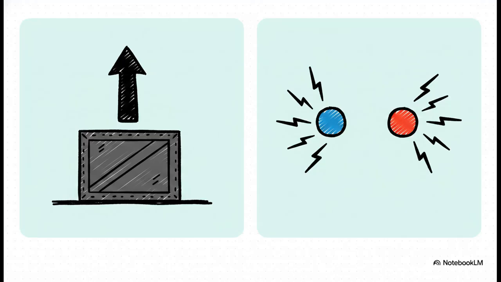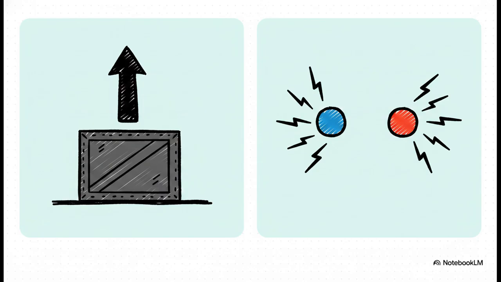So picture lifting a really heavy box off the floor. You're doing work against the conservative force of gravity, and that work actually gets stored as potential energy. If you let it go, boom, it falls, and that potential energy converts straight back into kinetic energy. The Coulomb force between two stationary charges behaves exactly the same way. Both of them have this inverse square dependence on distance.